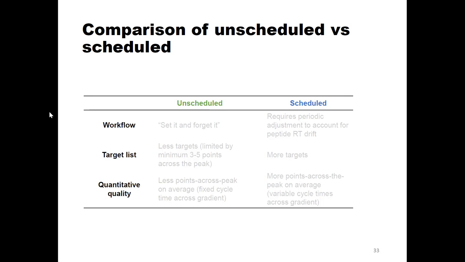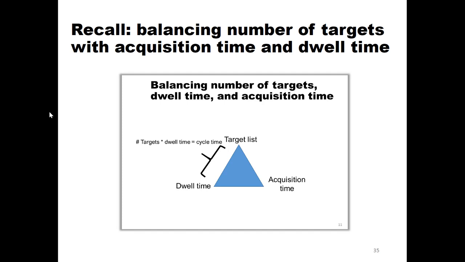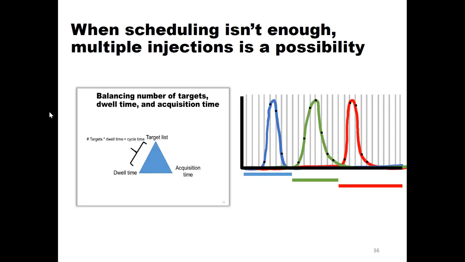So there's a little bit of pro and con between scheduled and unscheduled. The biggest con against scheduling is that it requires more work. You can't just set it and forget it. With an untargeted method, you could just say, sure, just measure all of these things all the time, I don't care. But the things that you gain by scheduling, you can make measurements on more targets. So if you think back to that triangle, you can increase the number of targets, and you also get more points across the peak than if you were unscheduled. So remember back to that little triangle that we had up there. When we're thinking about these scheduled methods, we've boosted the target list and we've boosted our cycle time, points across the peak, right?